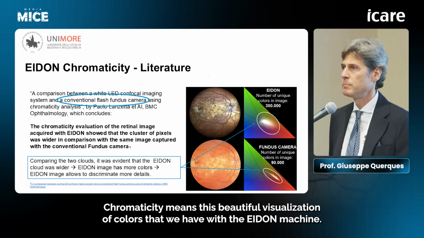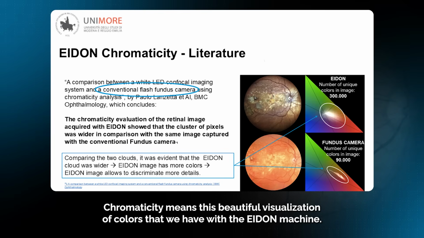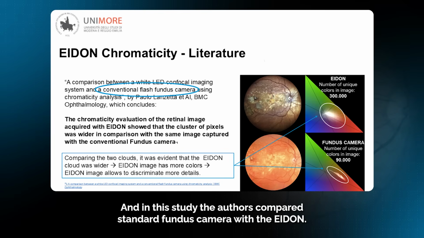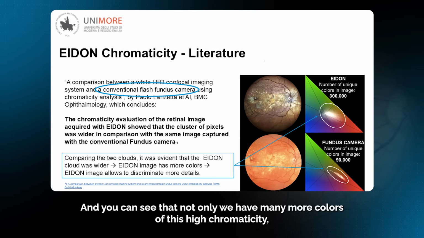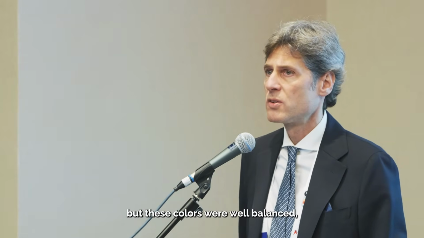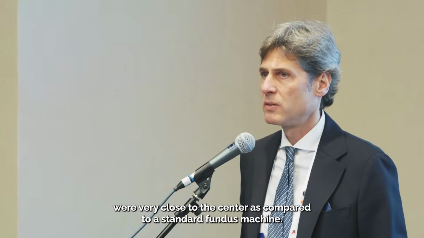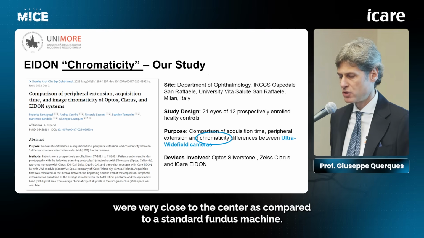Chromaticity means this beautiful visualization of colors that we have with the EIDON machine. And in this study, the authors compared standard fundus camera with the EIDON, and you can see that not only do we have many more colors, so this high chromaticity, but these colors were well balanced, very close to the center, as compared to a standard fundus machine.